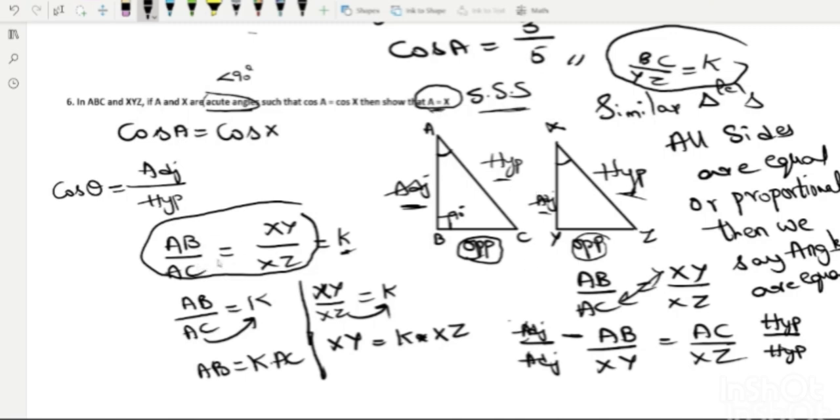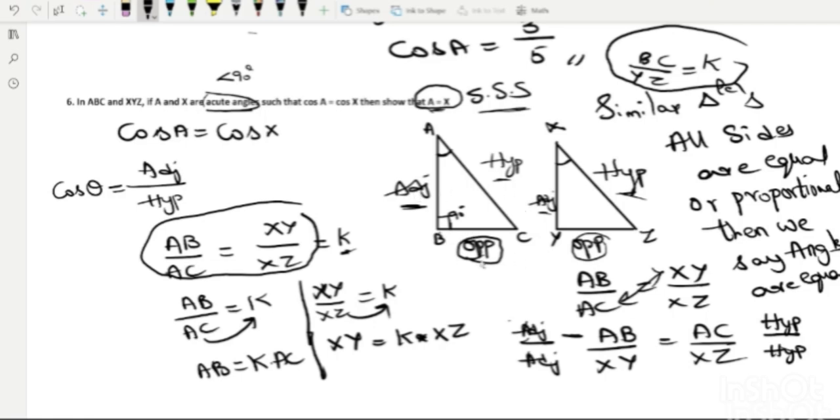So if we shift the positions of AC and XY here, you can see clearly. If XY is shifted here and AC is shifted here, we get AB upon XY and AC upon XZ. Here you can see AB is the adjacent side of triangle ABC and XY is the adjacent side of triangle XYZ, and AC is the hypotenuse of triangle ABC and XZ is the hypotenuse of triangle XYZ. So here we are proportioning the adjacent sides of both triangles and the hypotenuse sides of both triangles.